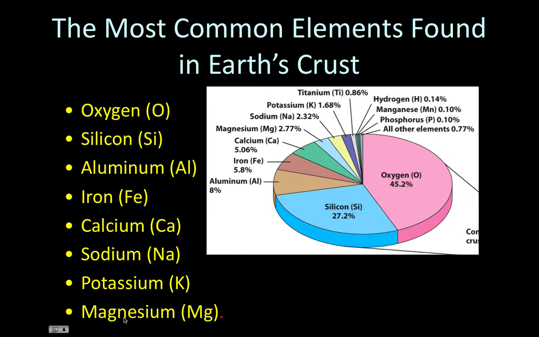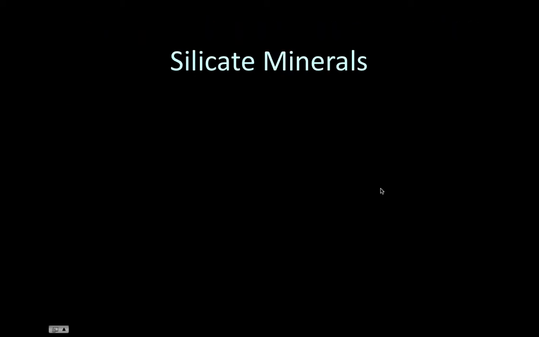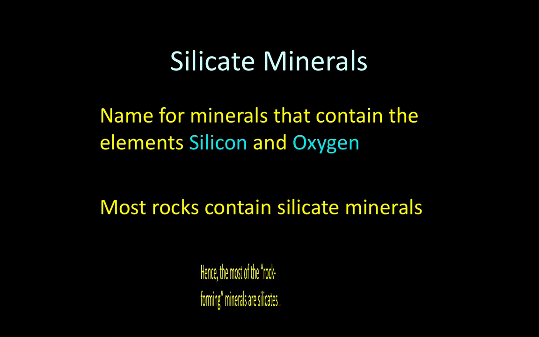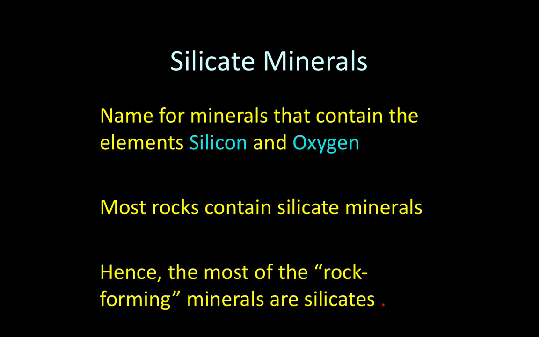So these are the individual elements. Obviously, the elements aren't just floating around by themselves. They are found within minerals. But these are the most common elements that we have in the minerals of Earth's crust. And since silicon and oxygen make up the most elements in the crust, it's not surprising that we have a whole family of minerals named after them. These minerals are called silicates. A silicate mineral is a mineral that contains the elements silicon and oxygen. Actually, most rocks contain silicate minerals, and so these are most of the rock-forming minerals.